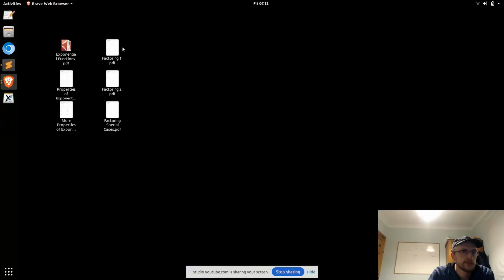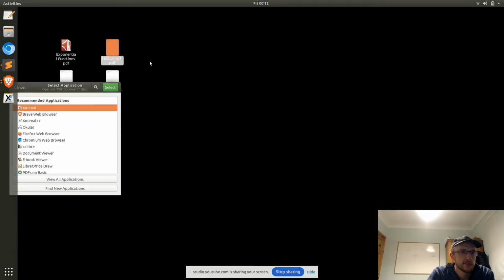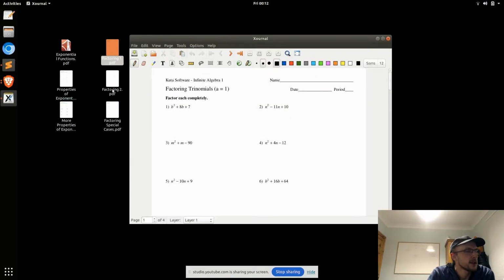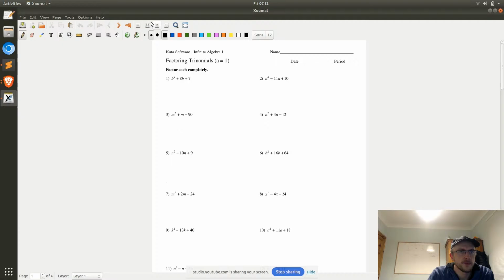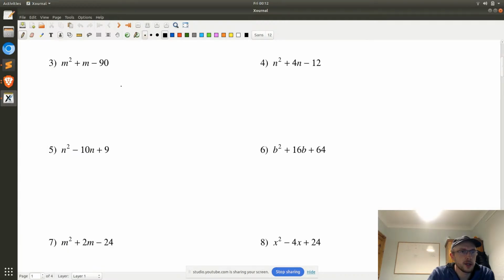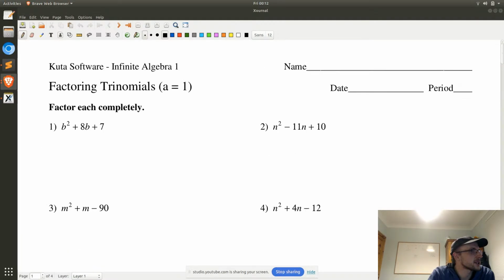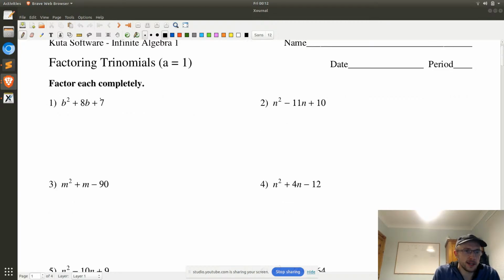And I begin again. This time with polynomial factorization, factoring trinomials. Trinomials, which are quadratics. So let's do it.